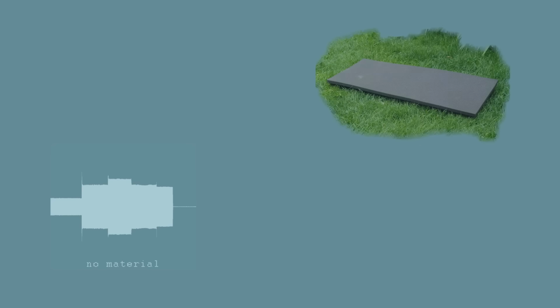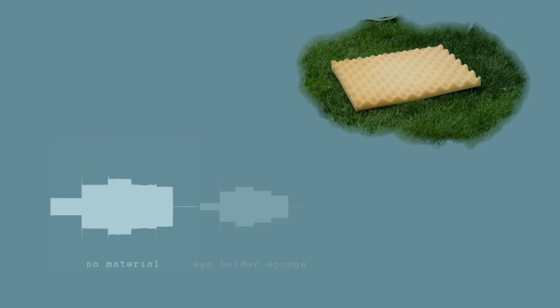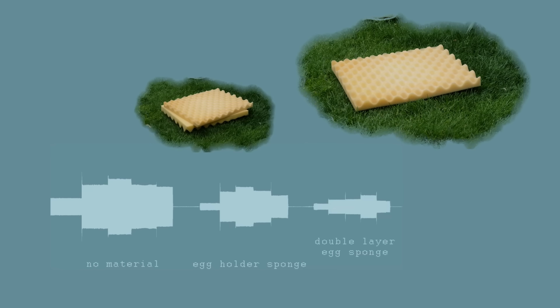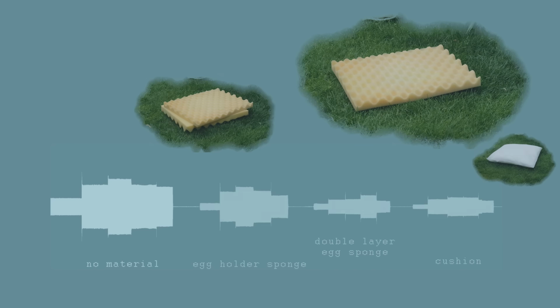This one had no material in between the microphone and speaker, so will be the baseline to compare the others to. So we'll have a look at the first recording, which was the single piece of sponge. As you can see, the volume levels are a bit lower, but not by much, which is somewhat disappointing. What about the egg holder style sponge? Again, it's not much better despite the extra thickness. However, when we get to the double layer egg sponge, we start to see some improvement, and it lags only a little behind the performance of the cushion, which is quite surprising.